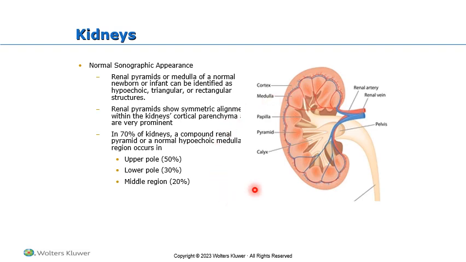In 70% of kidneys, a compound renal pyramid or a normal hypoechoic medulla region can occur. So a compound renal pyramid would basically say that we don't have that column of Bertin separating the two pyramids, so you might see them kind of communicating together, and that would be relatively normal to see. If we see these, usually they're going to be in the upper pole, but of course they can occur anywhere.